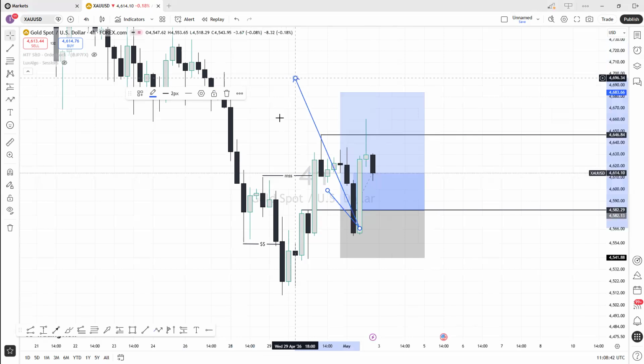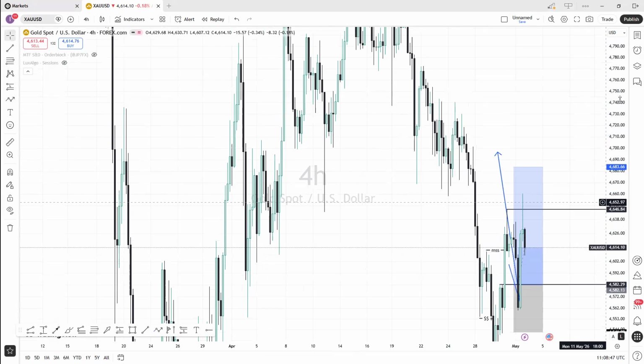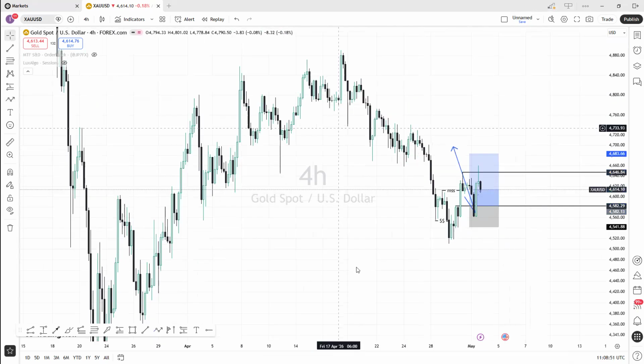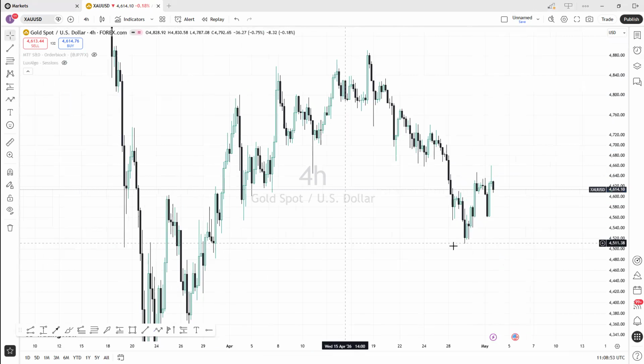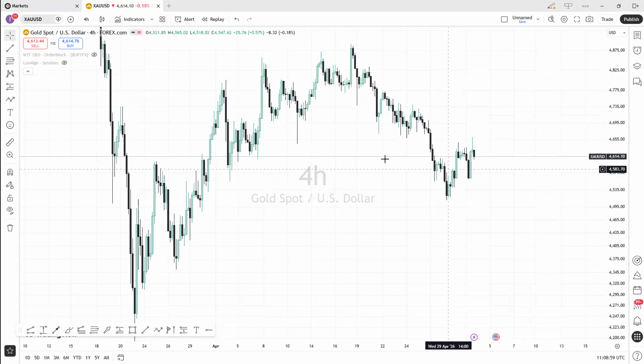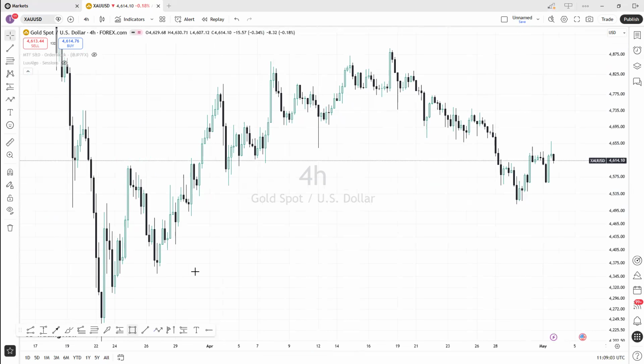Okay. So let us reanalyze again so we can get a new setup for next week. Bias is still bullish on the weekly time frame. So let's continue here with the 4-hour time frame.